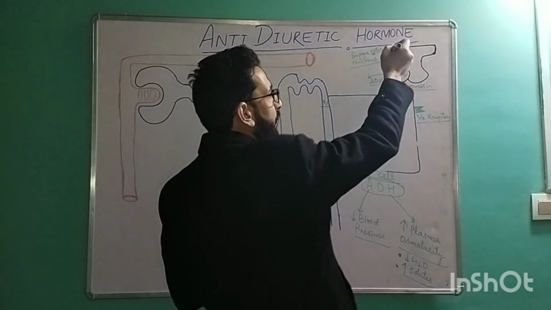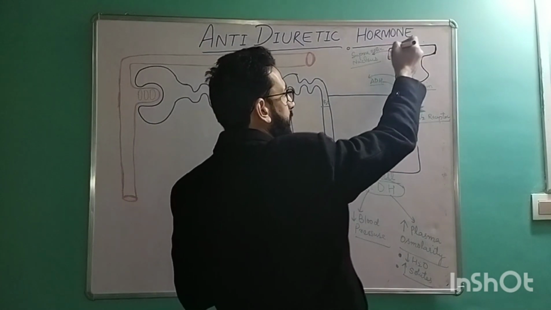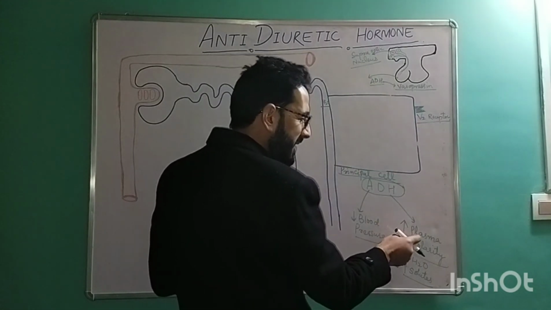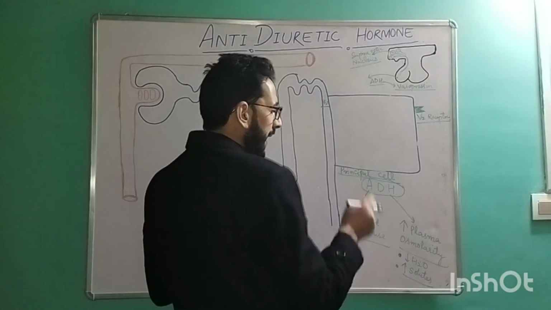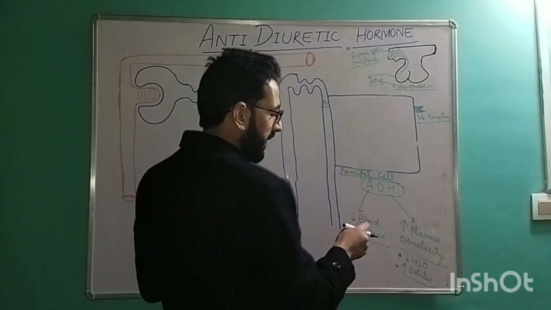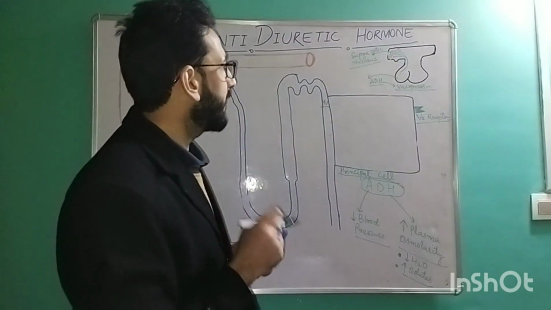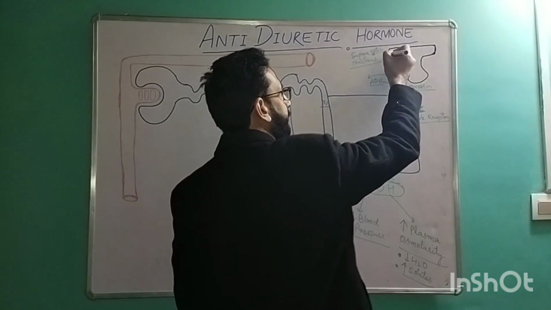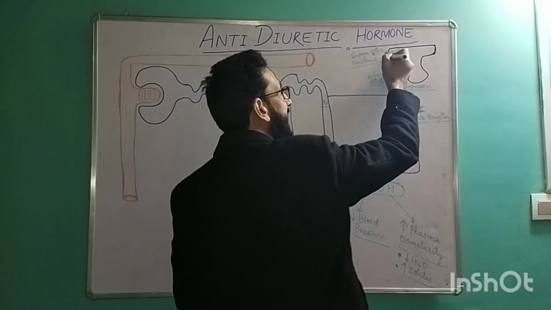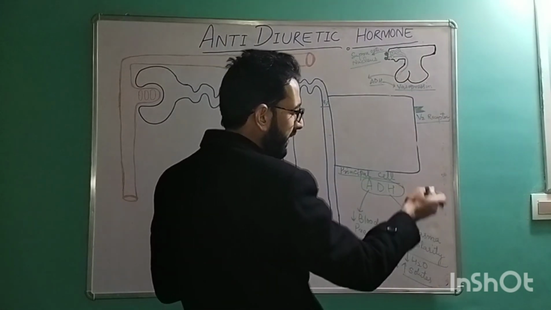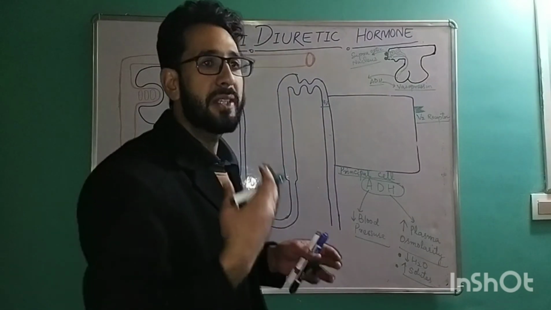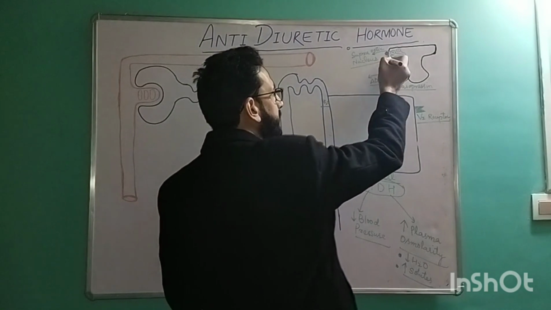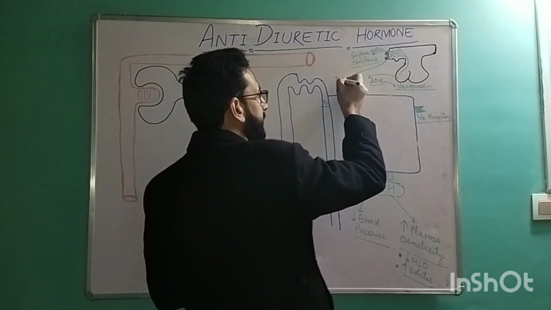So what happens whenever the supraoptic nucleus is stimulated, and who will stimulate it? It will be stimulated by increased plasma osmolarity, and it will be stimulated by decreased blood pressure. We have special receptors in the hypothalamus that will detect the changes in the plasma osmolarity, and these receptors are called osmoreceptors.